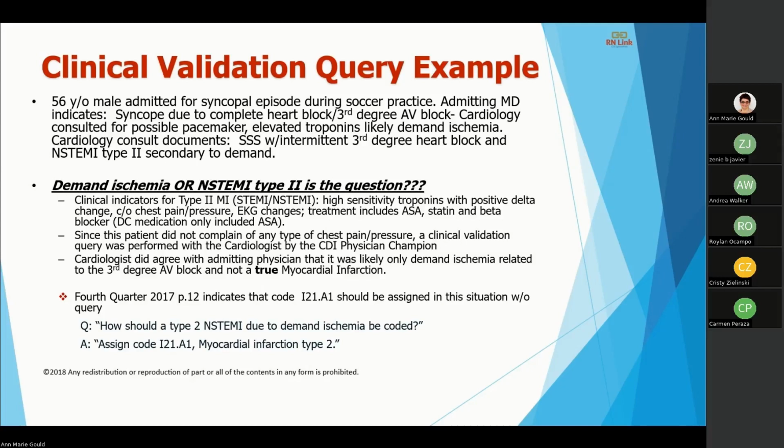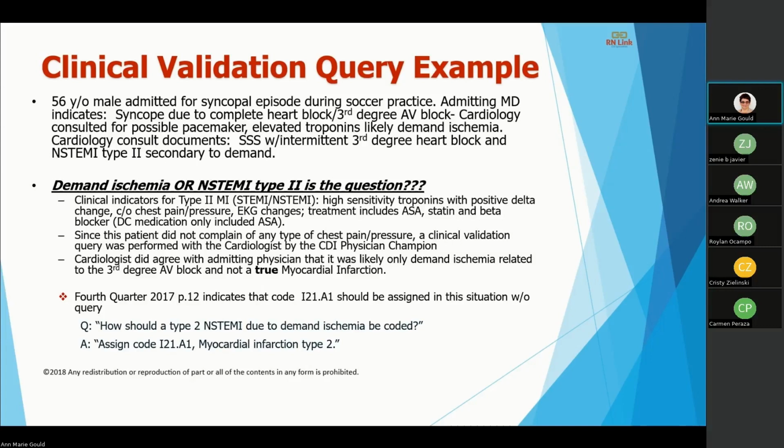You can look at your clinical indicators for type 2 MI, even though we don't have all the information in the example with the highest sensitivity troponins. Did the patient complain of chest pain or pressure? Were there EKG changes? What treatment did they give? Are they on aspirin, statins, and beta blockers? The patient was only DC'd with aspirin on this particular case. The patient really didn't complain of any chest pain or pressure.